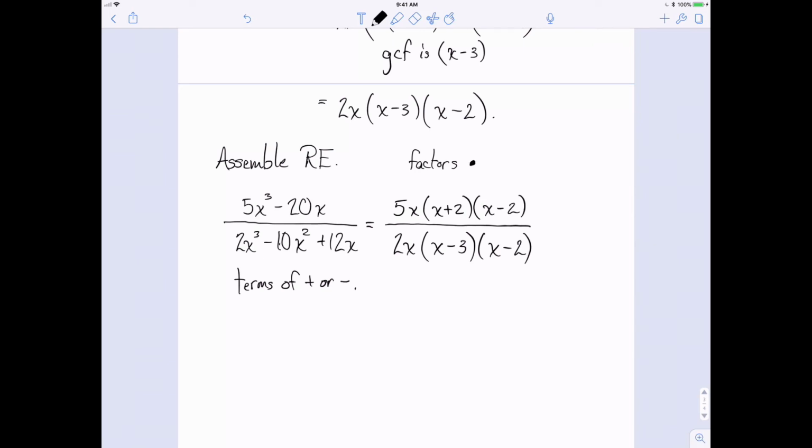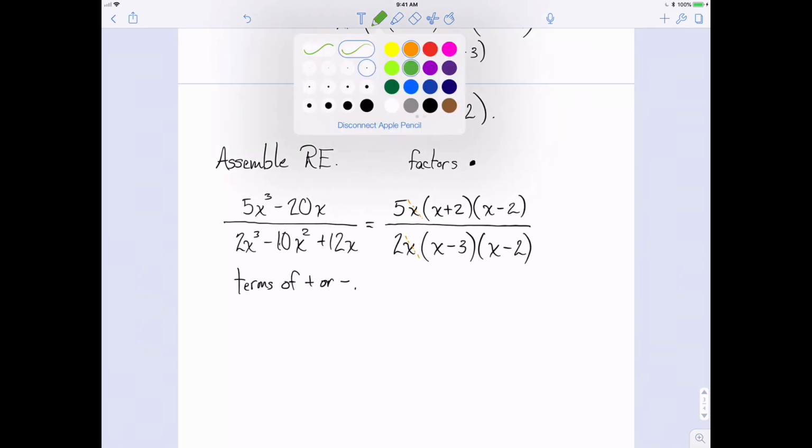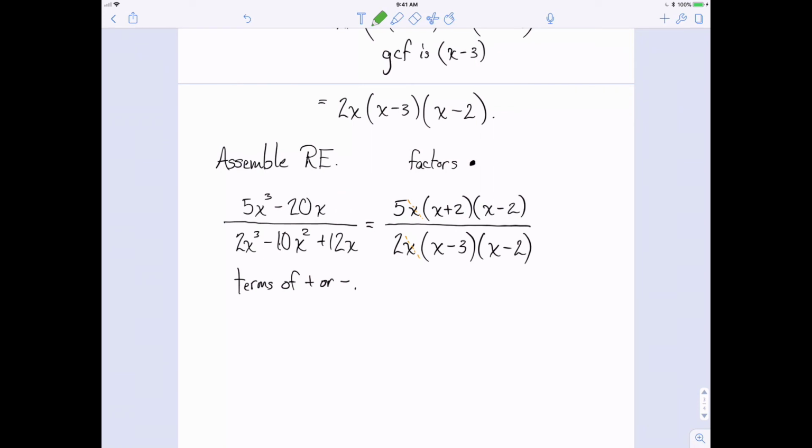Now, if we do this, let's take orange. Notice that here's an x in the numerator, and there's an x in the denominator, so I can cancel those. Then let's take a look. Are there any others that match? Oh, there it is. This entire binomial x minus 2 is a factor, and there's an x minus 2 in the denominator. So I can cancel those.